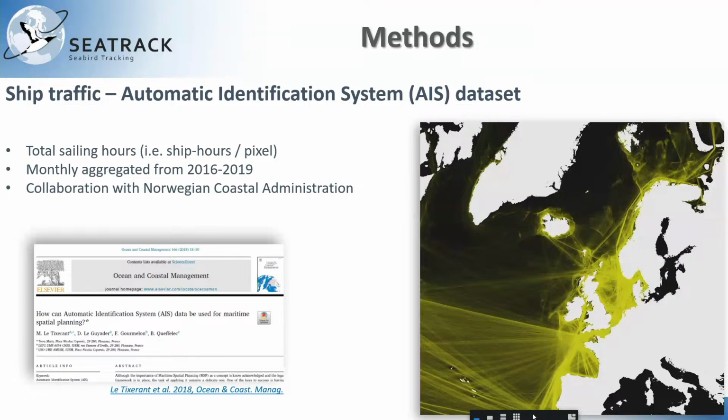Finally, data on the ship traffic were obtained through the Norwegian Coastal Administration, who provided us with an AIS dataset covering our entire study area. And here as well, the data were aggregated to match the spatial temporal resolution of our seabird distribution data. And these data are also available for various ship categories, such as cargo, tankers, passenger ships, etc.